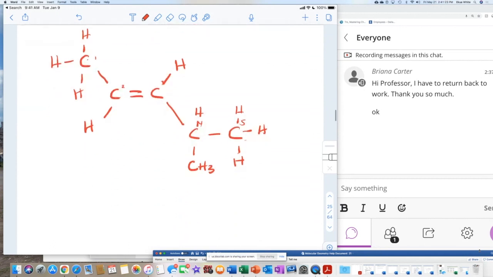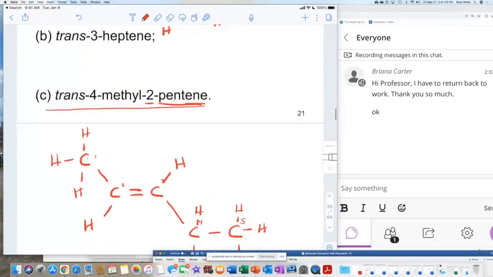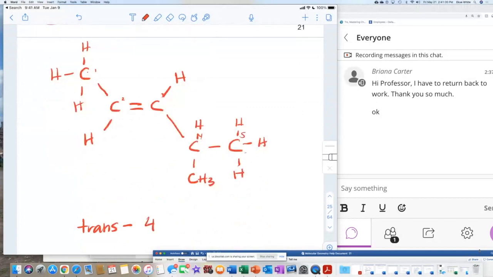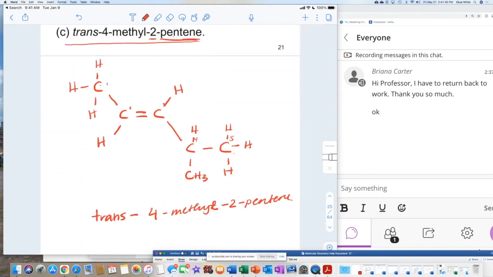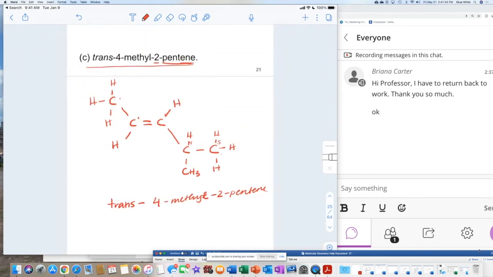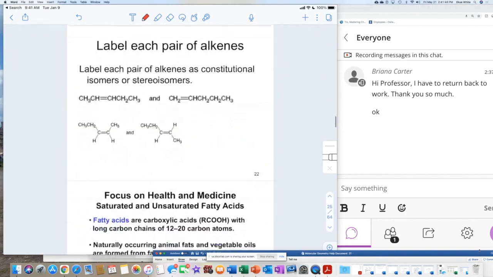So this is trans. Why is this trans? This is trans because I made sure my large groups are on opposite ends. So that's trans-4-methyl-2-pentene. Correct? Yep. Okay.